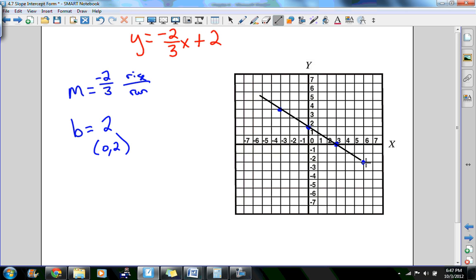And now to graph it, I'm just going through there. Make sure I put my arrows on it, and I'm done. That's all there is to it.